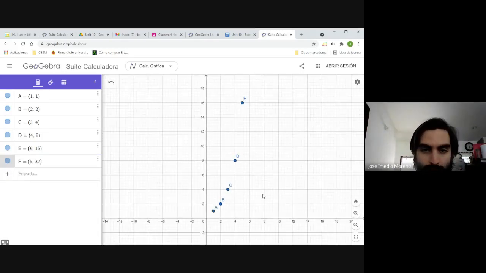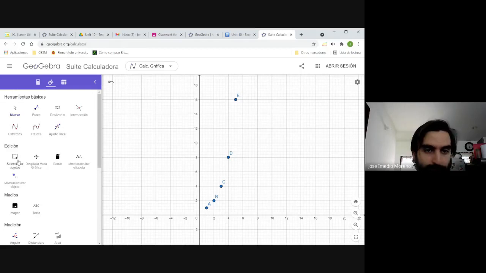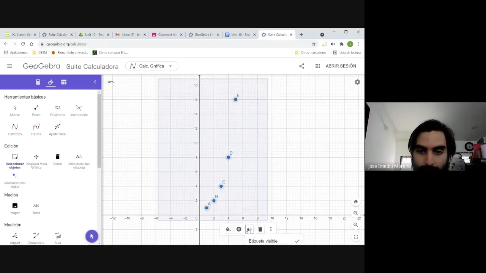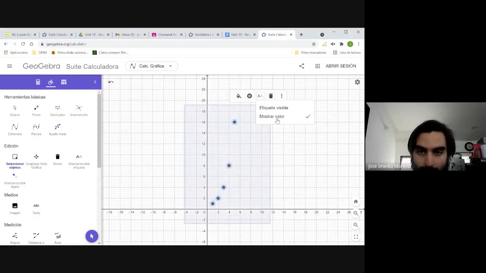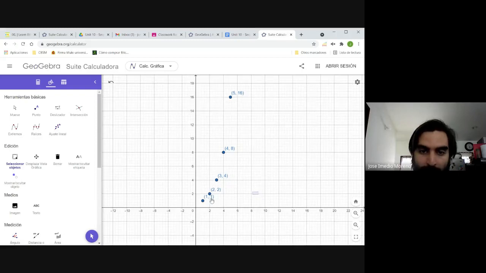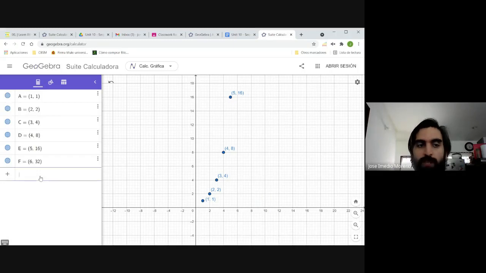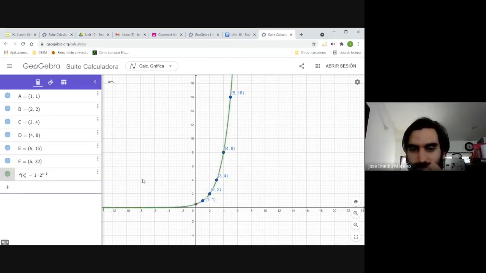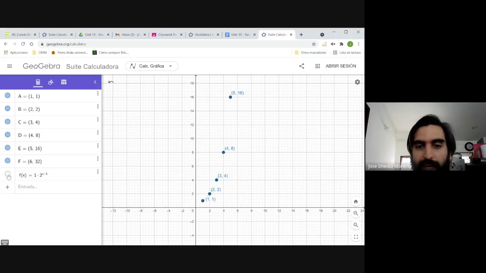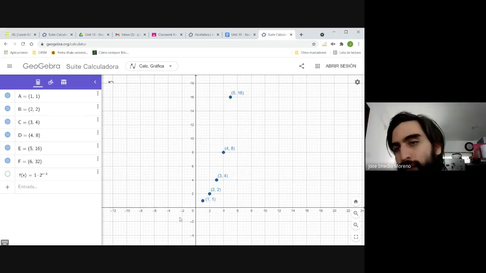Which kind of pattern do we see here? This is exponential growth. So if I write this, 1 times 2 raised to the power of x minus 1, this is an exponential function. This green line is the exponential function, and the points are a geometric sequence.